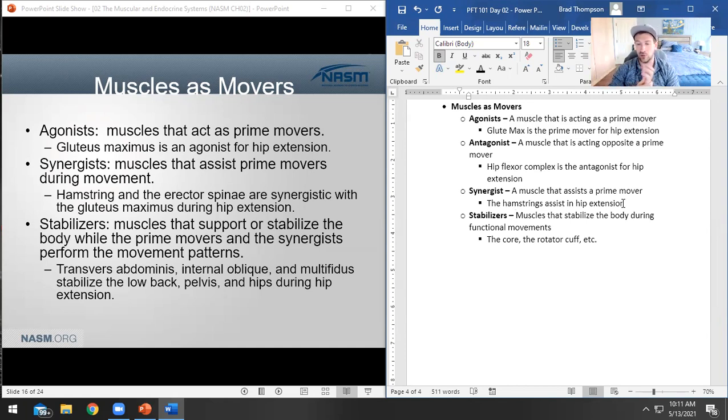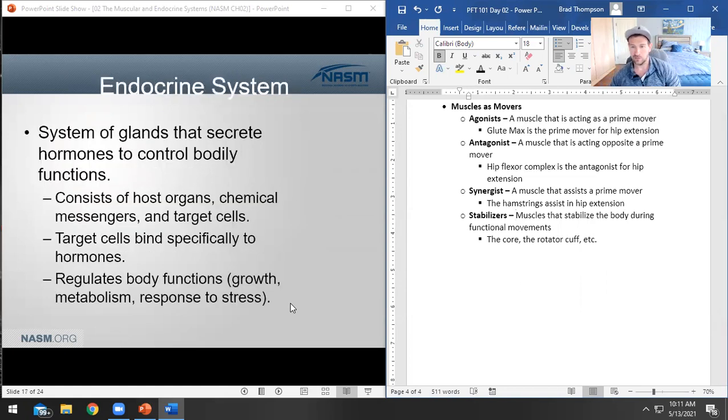The same thing is true of your core. If you're doing a squat, your core is going to work to stabilize your spine during that movement pattern. Okay, so that is sort of how we label out our muscles.